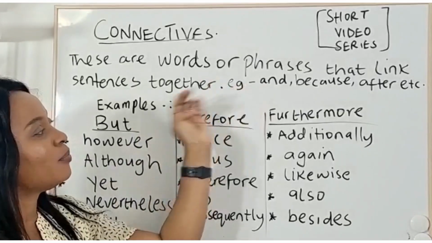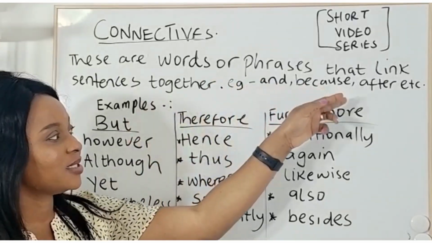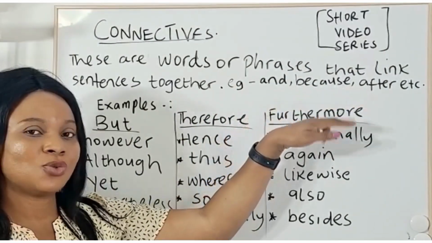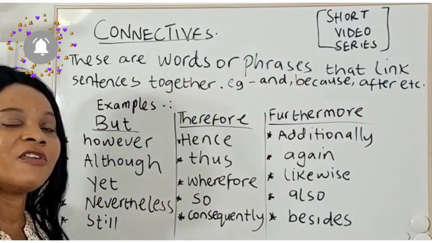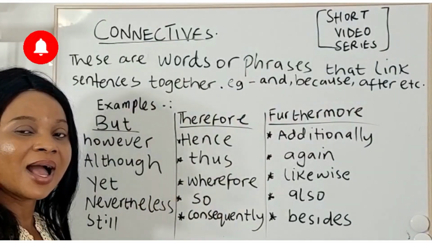Now these are other examples of connectives. We have and, because, after. Now these are not cast in stones. That means that there are more connectives, like to begin with, furthermore, however, besides, also.